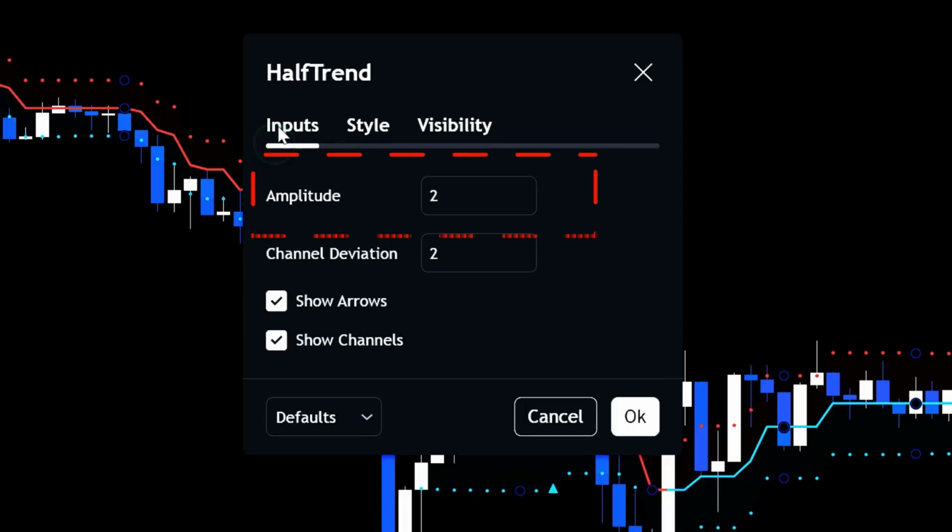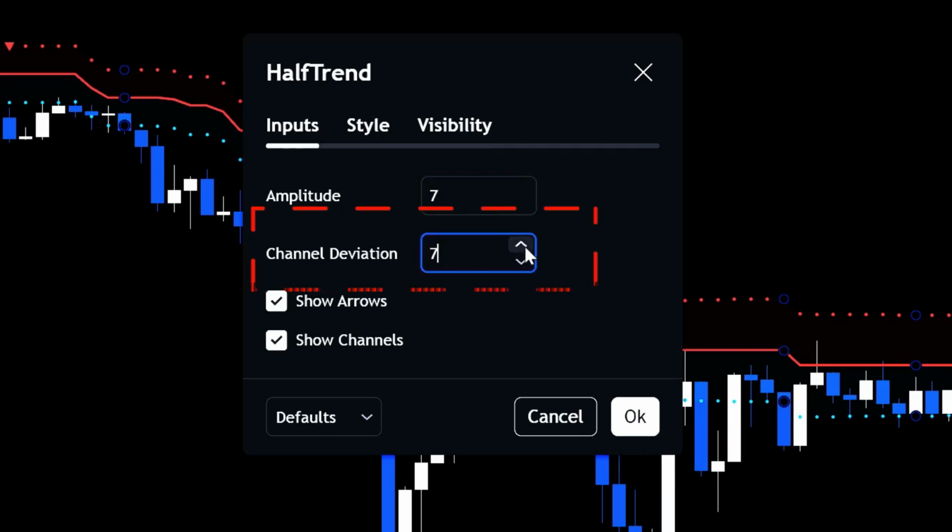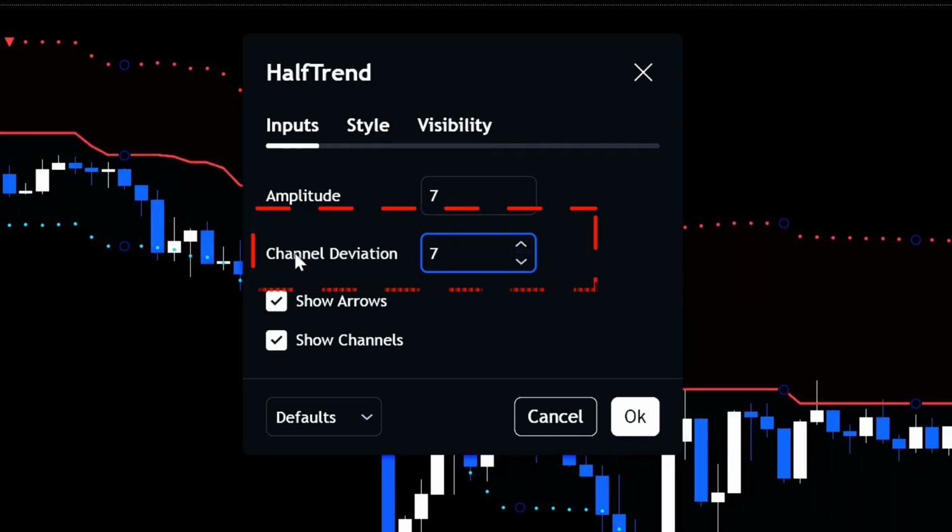This number affects how sensitive the indicator is to price changes. A higher number means it's less sensitive and a lower number makes it more sensitive. I found that setting it to 7 works well for this strategy. Next, we'll change the channel deviation to 7 as well. This number determines the width of the channel that the indicator creates, which helps you identify trends.